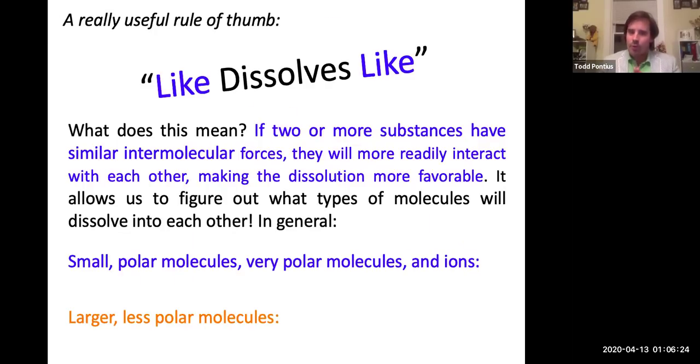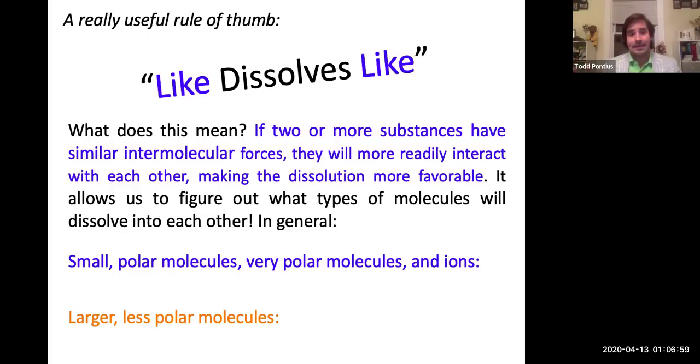So a really useful rule of thumb to determine what substances, what solvents and solutes will be miscible is this like dissolves like principle. What does it mean? Well, it means that if two substances share very similar intermolecular forces or primary intermolecular forces, they will more readily interact with each other. And so in that last step of the solvation process, where there's these new interactions formed between solutes and solvents, if they share more intermolecular forces, there's more of a payoff in that step. And so they're more likely to dissolve in each other.